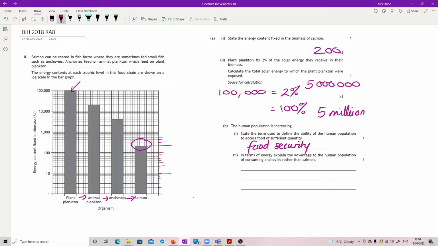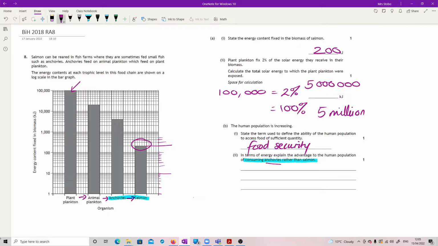In terms of energy, explain the advantage to the human population of consuming anchovies rather than salmon. Right, now just being really careful here. It does say of consuming anchovies rather than salmon, and here's your anchovies and your salmon here. Now you could say that this is about trophic loss, that for each energy level you go up, you get a loss of energy. Just be really careful, though.